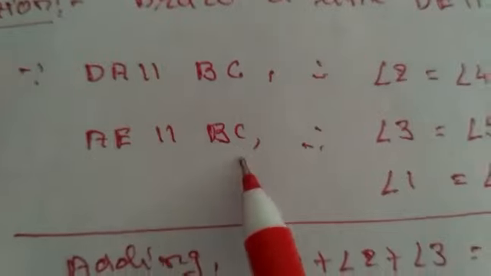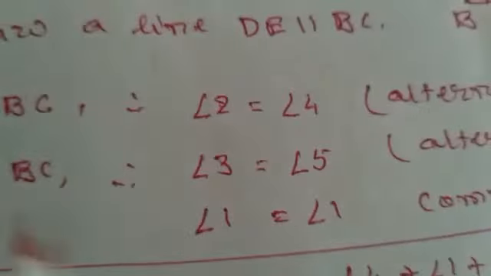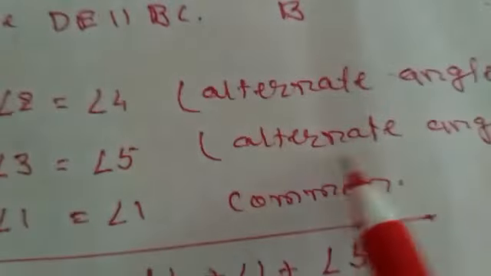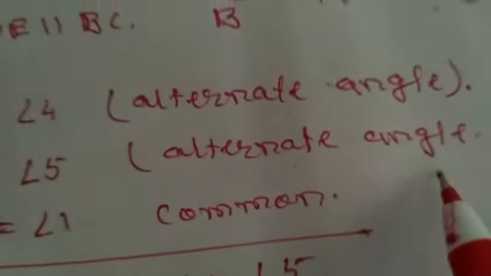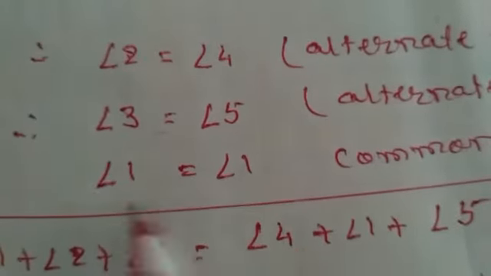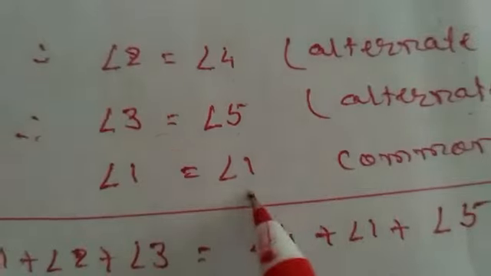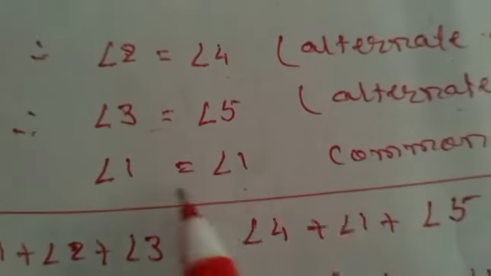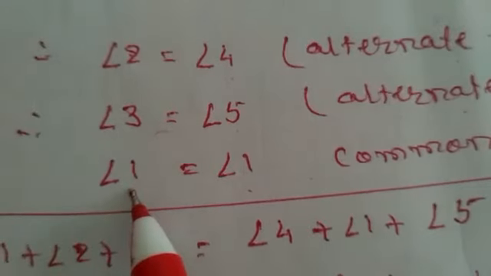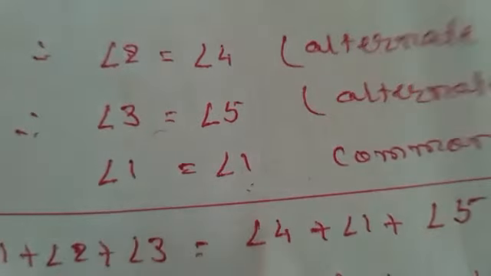Again, AE is parallel to BC. Therefore, angle 3 is equal to angle 5, which is also alternate angles. Now, put angle 1 on both sides, that is angle 1 equals angle 1, which is common, that is equal to each other. So this angle 1 is equal to angle 1.